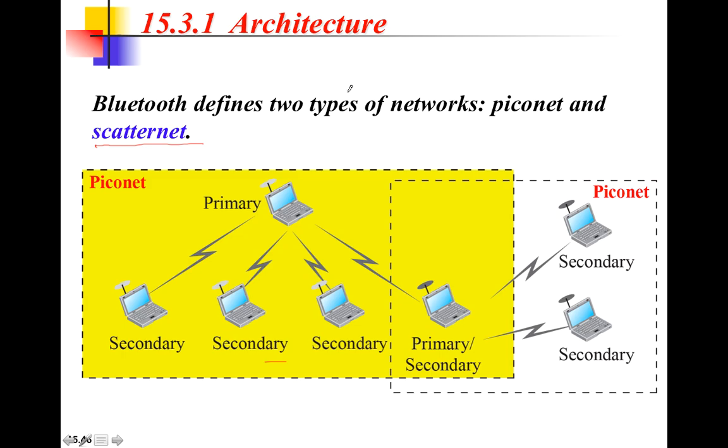Every scatternet, every piconet will have an identifier, so that devices do not confuse with the primary devices. So every piconet will have a specific identifier.